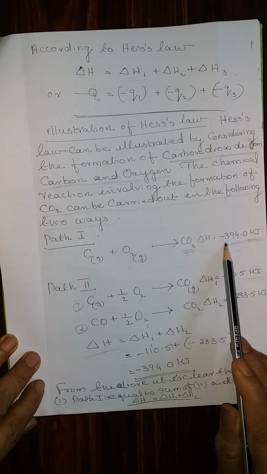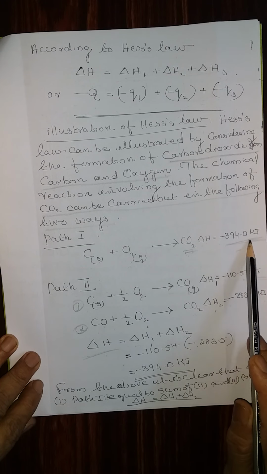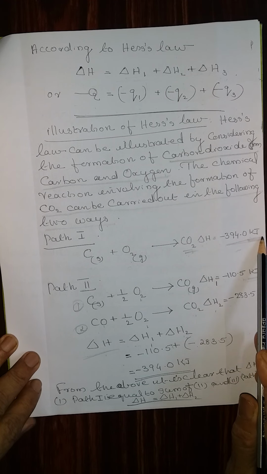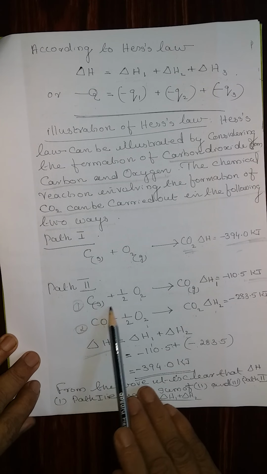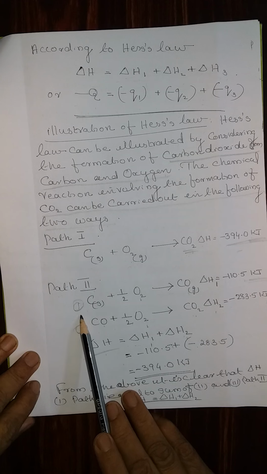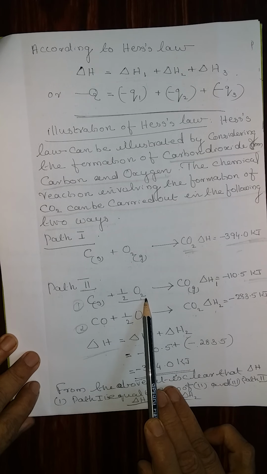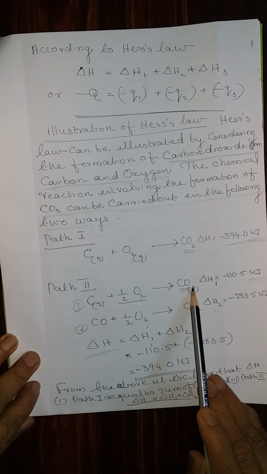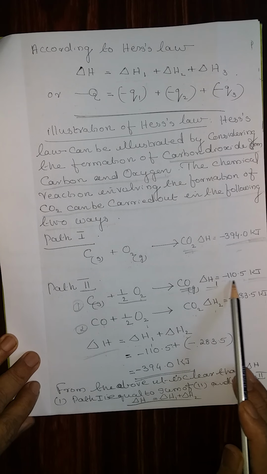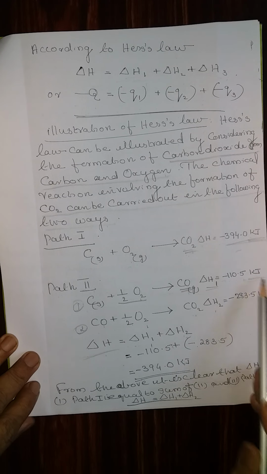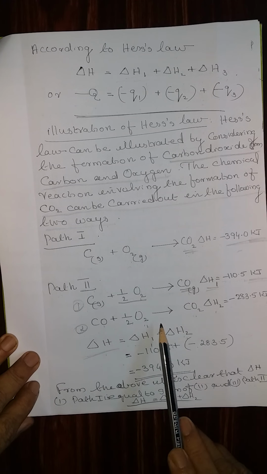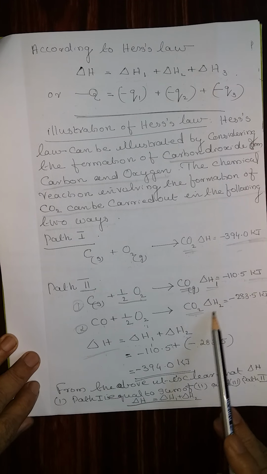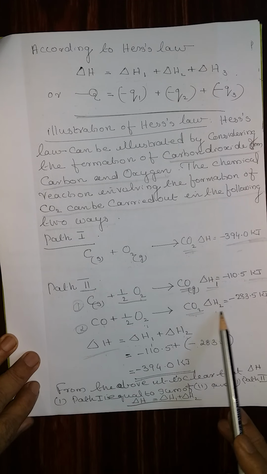The delta H is found to be minus 394.0 kilojoules. Now, path 2. The same carbon dioxide we can prepare by two different steps. First, carbon combines with a limited supply of oxygen and gives carbon monoxide. Delta H for that is minus 110.5 kilojoules. Second step, this carbon monoxide combines with oxygen and forms carbon dioxide. Delta H2 for the second step is equal to minus 283.5 kilojoules.